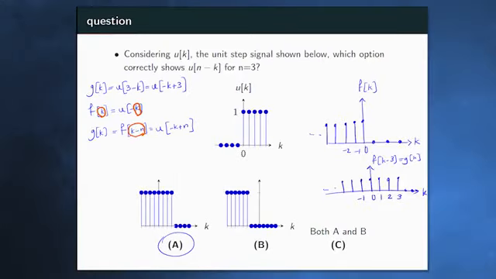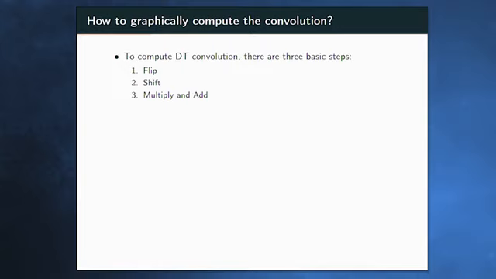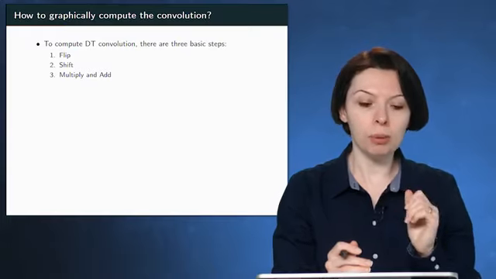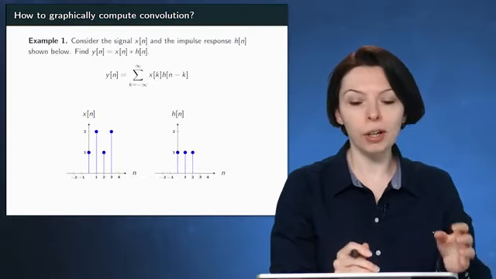All right, so we are ready to do the convolution now. To compute the discrete time convolution, there are 3 basic steps that you need to follow. Step 1, you need to flip the signal. Step 2, you need to shift it. Step 3, you need to multiply and add. Let's see how this works.